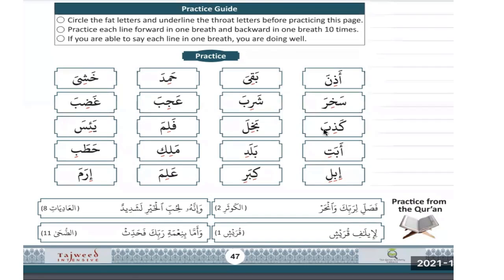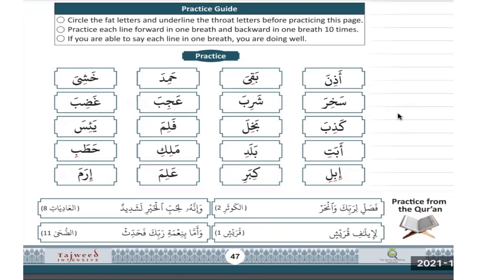Perfect. MashaAllah. Alhamdulillah. The next one here is kaf. Kaf, fatha, ka. Zal, kasra, zi. Ba, fatha, ba. Kaziba. And don't make it like that, make it ka. Kaziba. Very good.